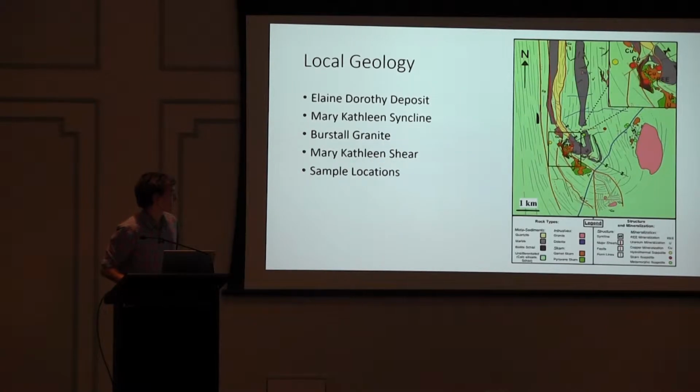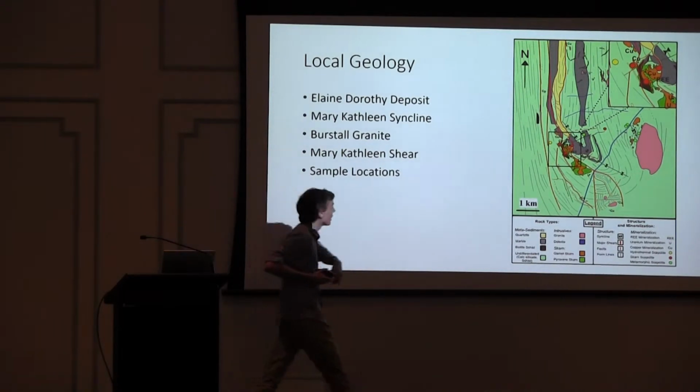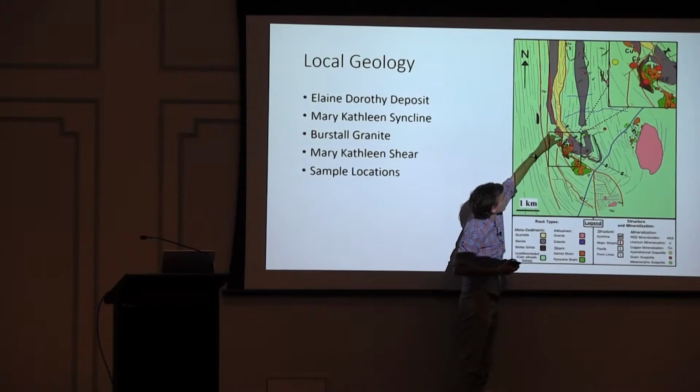To zoom into that box, this is a map of the local geology, and a couple of things I want to point out as I go forward in this presentation. The Elaine Dorothy deposit is my hub of mineralisation, which I'm looking to vector towards, basically highlighted by the little inset there. The Mary Kathleen syncline is this large structure; you can see the hinge running through the middle, which is producing all the orientations of the form lines there. The Burstall granite is that main pink blob to the east. The Mary Kathleen shear is a bit harder to see, but it's this structure which runs up that way.